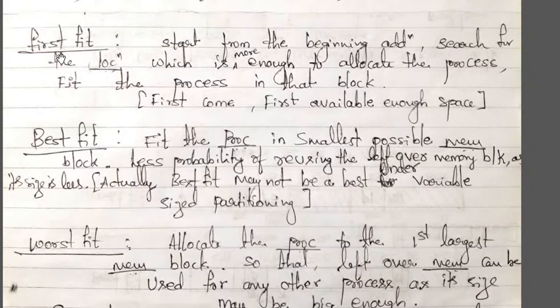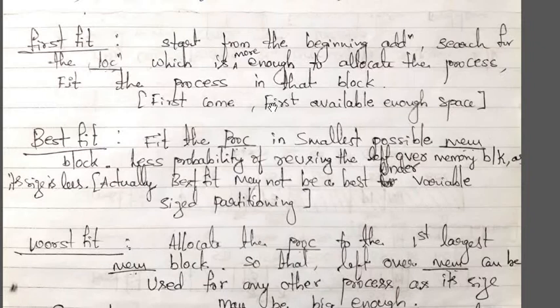So remember, the first fit always checks for the first available enough space. It's not looking for the smallest, just the first available enough space from the starting of the memory block. Best fit always tries to fit the process in the smallest possible memory block, whereas worst fit always chooses the memory block which is larger out of available. So these three are the memory allocation strategies.